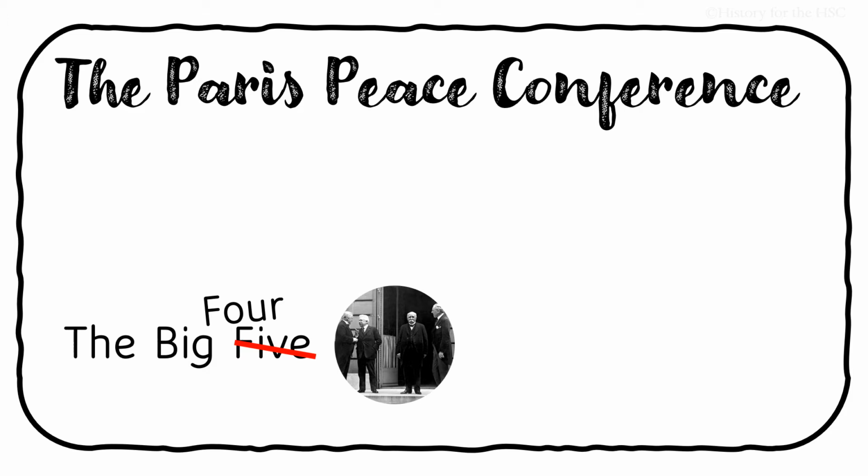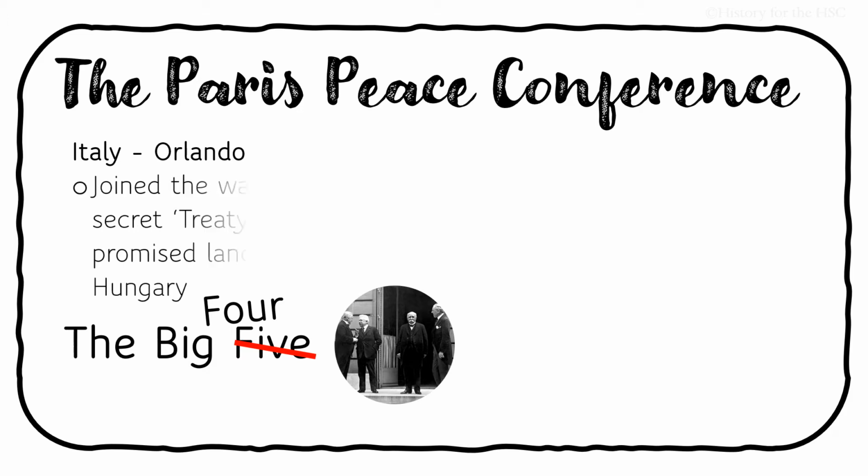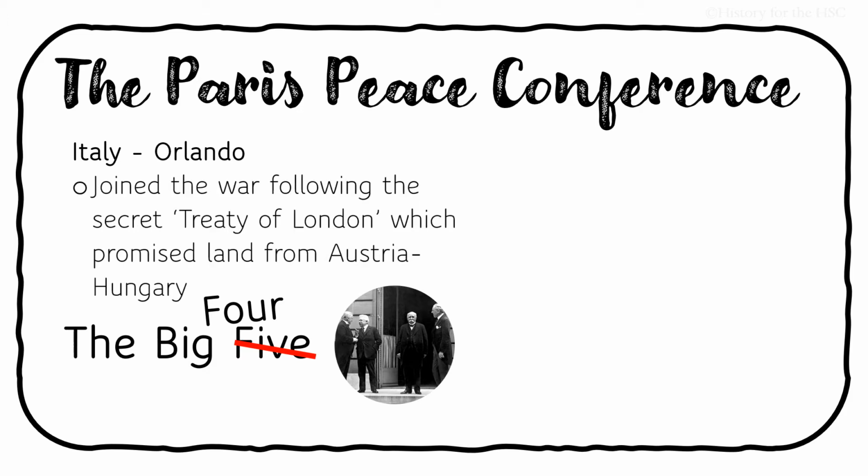Let's look at this Big Four. Who they are, again, what are their aims and their ambitions. And we'll start with Italy and their Prime Minister, Vittorio Orlando. Now, Italy had joined World War I following the secret Treaty of London, which they had signed. The Treaty of London promised Italy, in return for joining the war, land that formerly belonged to Austria-Hungary in the region of Dalmatia.